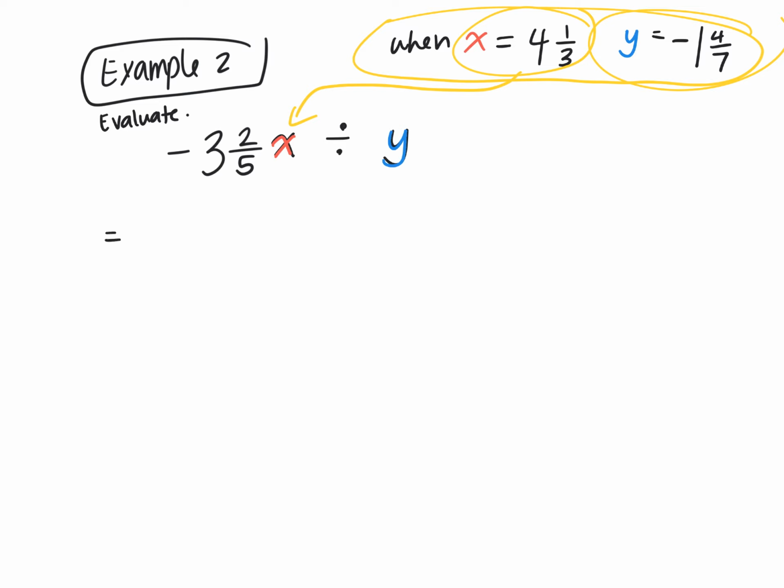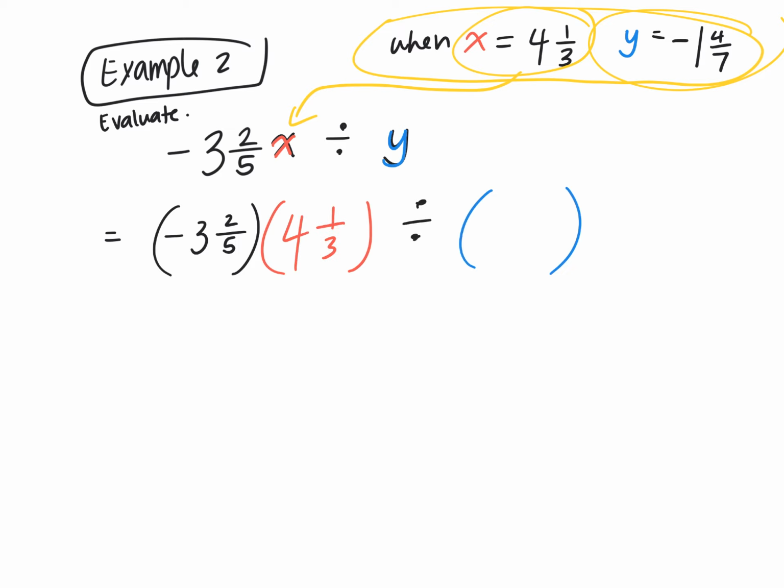So we're going to leave this negative 3 2/5, and I know I have to multiply it by, what's the value of x? 4 1/3, and then I'm going to divide it by a negative 1 4 over 7. Just by looking at this, before we even continue, who thinks that your final answer is going to be a negative? Who thinks that your final answer is going to be a positive?